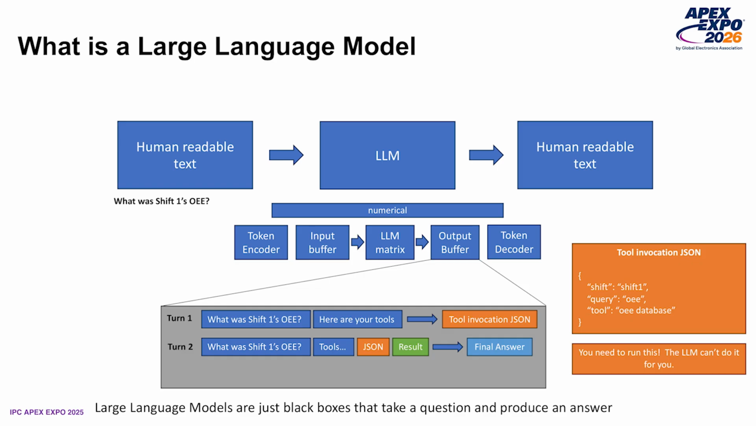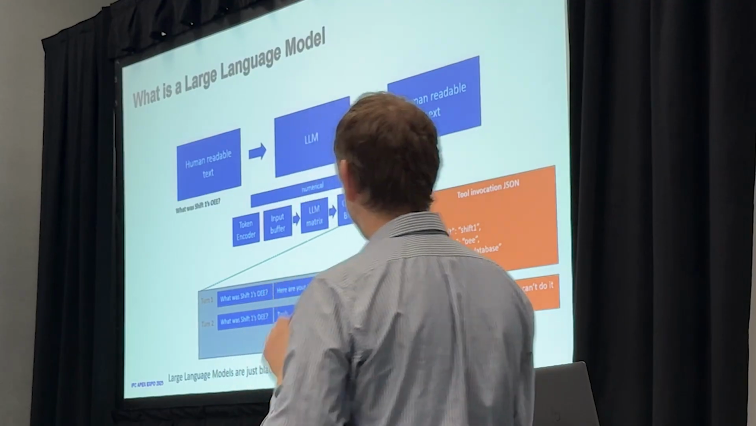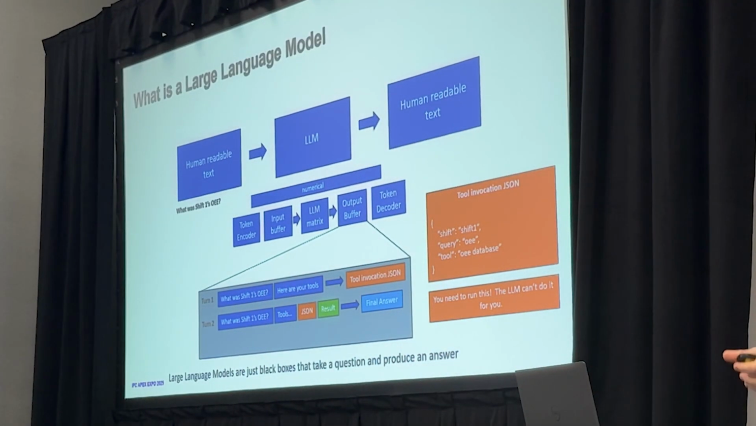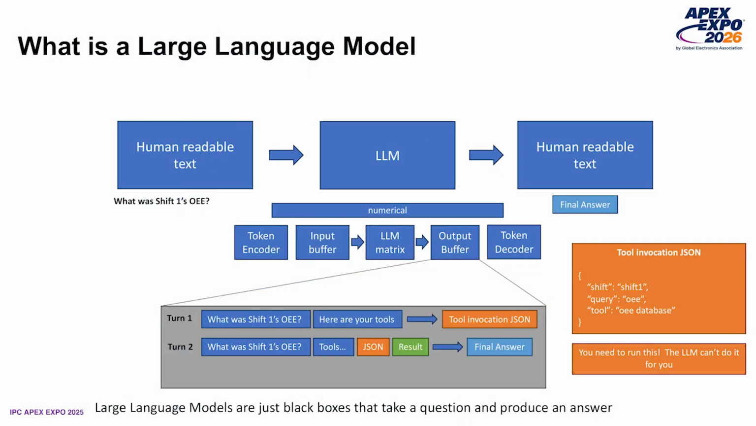And then let me give another turn. So now it fills in: what was my question? Here are the tools. I said run the tool. Here's the result. You or another system have to run that tool for it and give it back the answer. And then it's like, okay, great. So it asked me for my shift's OEE, I ran the OEE tool, I got back the number. Here's my final answer. And so that's how it's able to interact with the world.